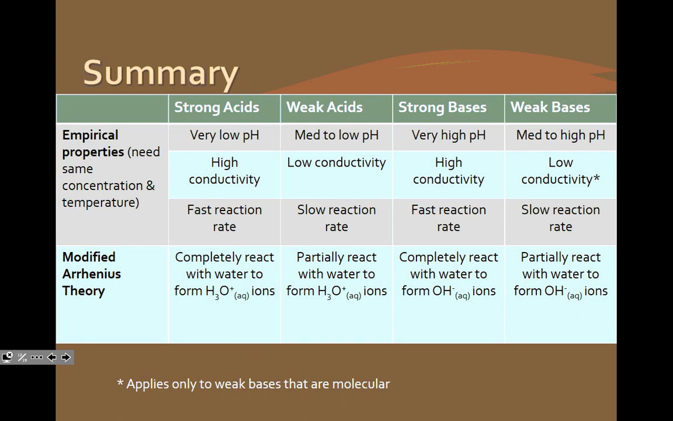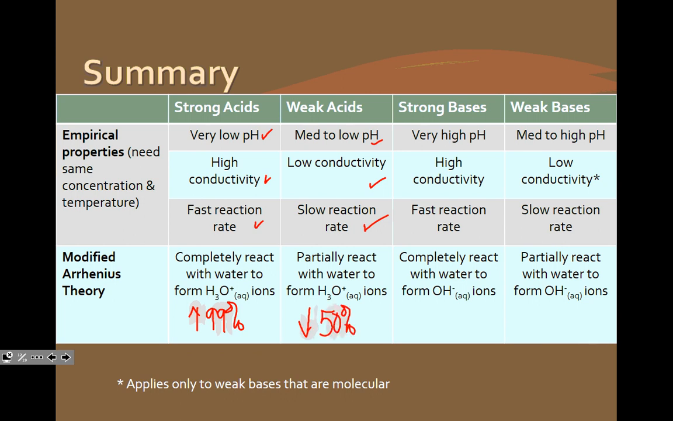Let's summarize. Strong acids have a very low pH, makes sense. High conductivity makes sense. Fast reaction rate makes sense. And they completely react with water to form hydronium ions, more than 99%. And these percentages you have to know. For weak acids, medium to low pH makes sense. Low conductivity obviously makes sense. Slow reaction rate. And they partially react with water, less than 50%. This you have to know, kiddos.